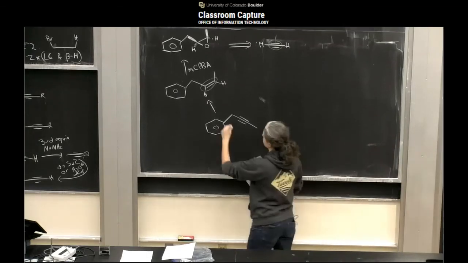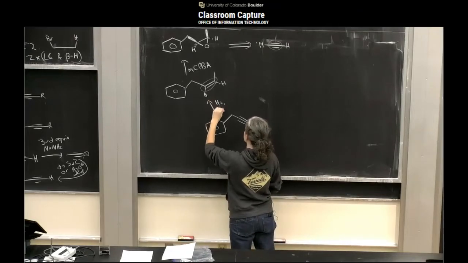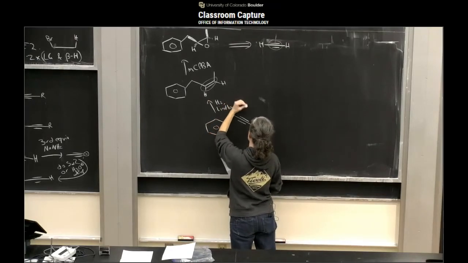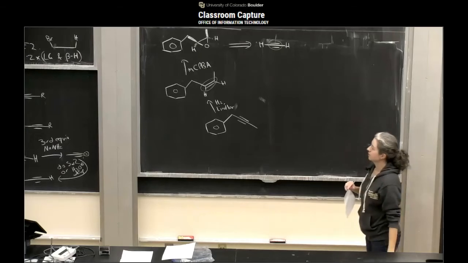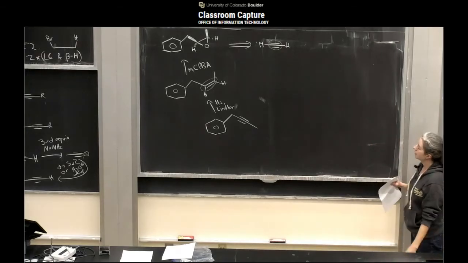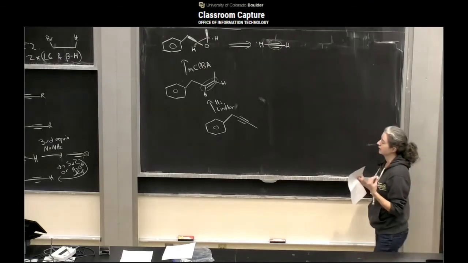Yep, so H2 and Lindlar. Because if we use palladium or platinum, we're going to overshoot on the hydrogenation and go straight to the alkane. So we want to make sure we get just the cis alkene here.